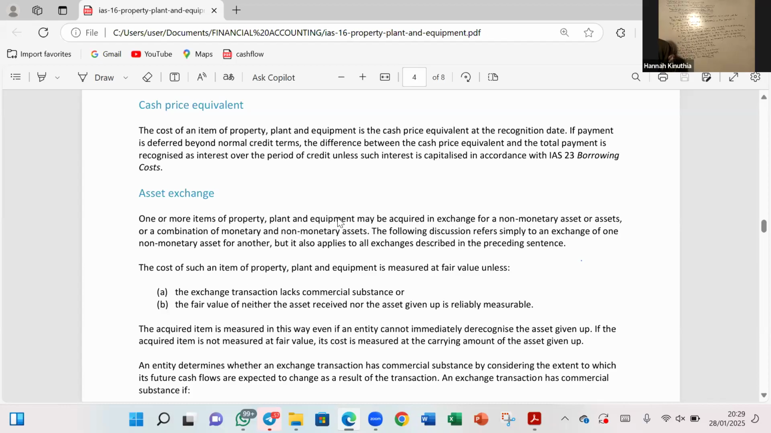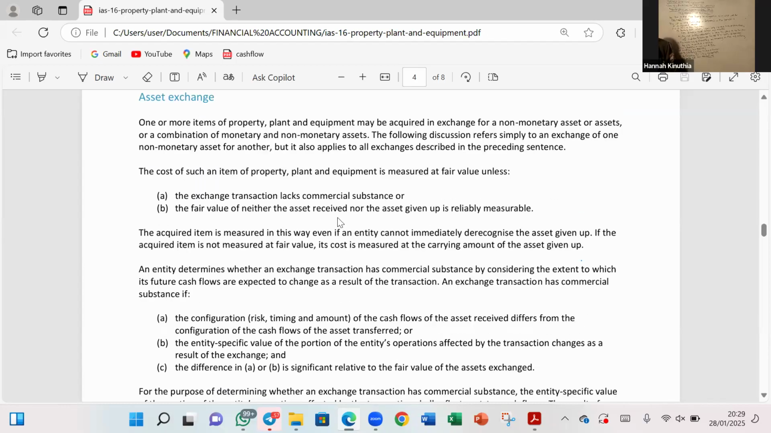The rest we will deal with. Asset exchange. So we need to talk about the asset exchange. Now, asset exchange is where we exchange one asset with another asset. So there's a time where you find that the items in the PPE are exchanged. So for example, you bought a motor vehicle. Then in the process you exchange that motor vehicle with another motor vehicle. Maybe because that motor vehicle has issues or has been used a lot, you decide to exchange that motor vehicle with another motor vehicle. That is what we call the asset exchange.